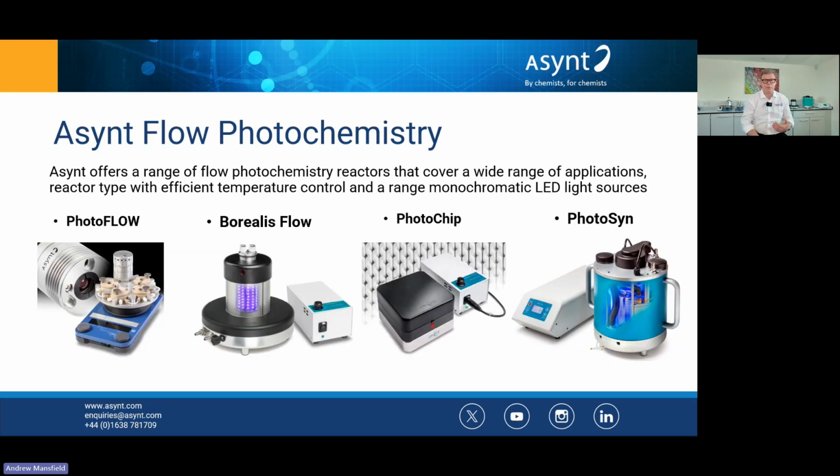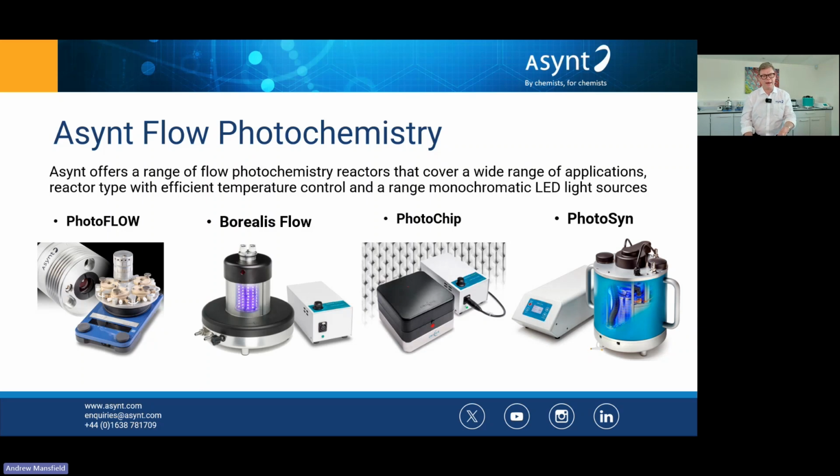And for flow chemistry, we have some really efficient reactors. As I mentioned, we can irradiate CSTRs, or continuous stirred tank reactors. So you can see we have a light source, which is similar to the Lighthouse, that enables us to irradiate our CSTR reactors. And then we have coil reactor, flow chemistry coil reactor based photochemistry equipment with the Borealis flow.